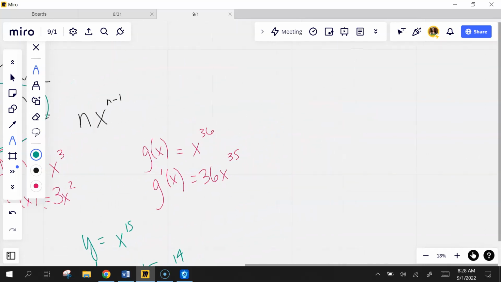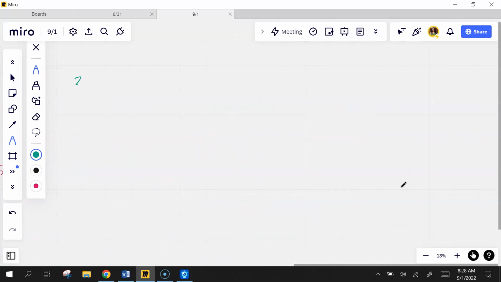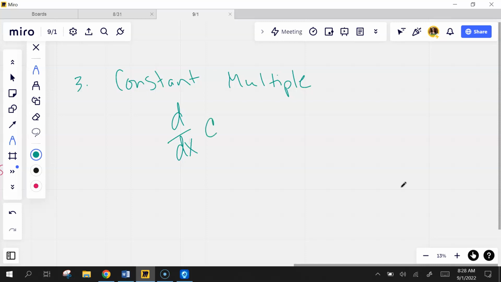Constant multiple. What number are we on? 3? And then we'll pull them all together. These remind me of whenever you learned the exponent properties and we had those 7 that we went through and then we put them all together. Constant multiple means I have some u in front.